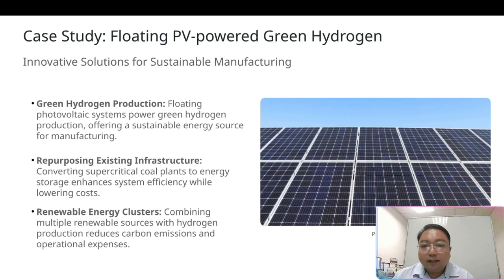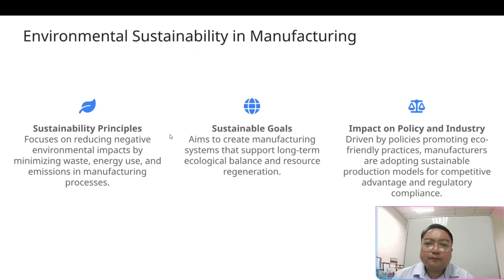Rather than putting it on land, where you have to clear everything up and use additional extra energy to make it cool. So this is the green energy. Environmental sustainability in manufacturing. The sustainability principle focuses on reducing negative environmental impact by minimizing waste, energy use, and emission in the manufacturing process. This is the sustainable goal for the environment.